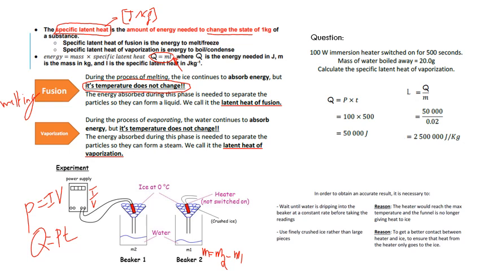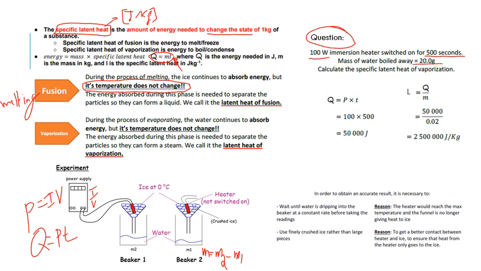If you look at this question over here, we have a heater, like the one we're talking about, and the power is given to us directly: 100 watts. Sometimes they might give you I and V, and you have to multiply them, but here they give us the power straight away. The time is 500 seconds. Again, sometimes they might give it in minutes, so make sure to change it. And they said the mass of the water boiled away is 20 grams.